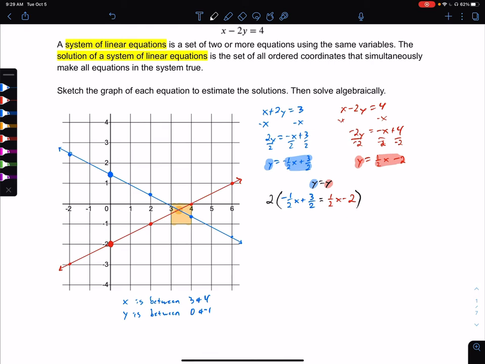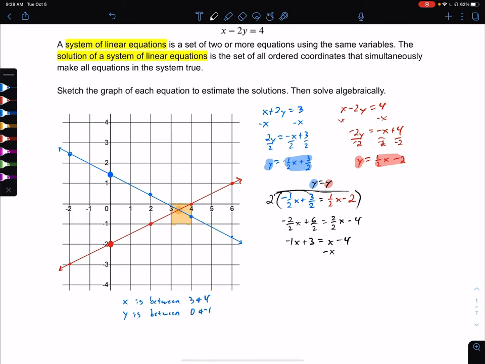So 2 times negative 1/2 x gets negative 2x, plus 6 over 2 equals 2 over 2 x minus 4. So all I did was take that 2 and distribute it in. There are other ways to do this, but let's just go with that. So we simplify, and we now have no fractions that we have to worry about.